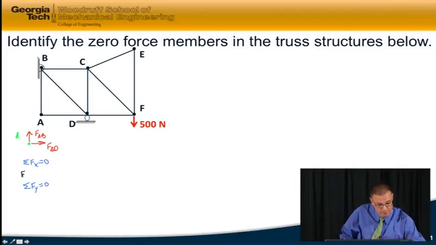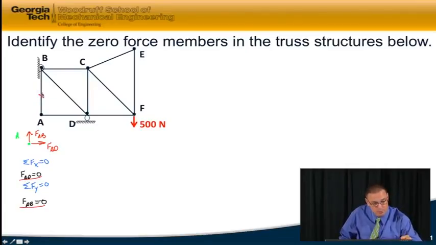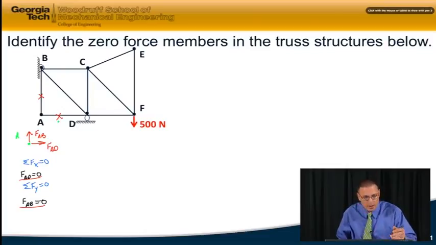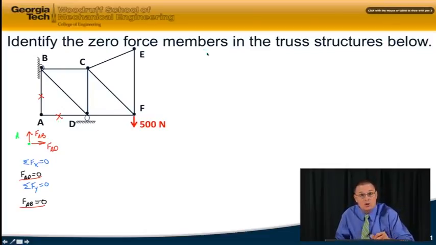So we got FAD equals 0, FAB equals 0. So those are two of the two-force members. Are there any other two-force members in this structure? Think about it. See if you can find them. And if you come back with me here, we'll do it together. Let's look at joint E.